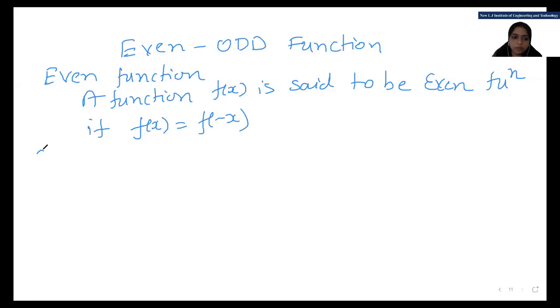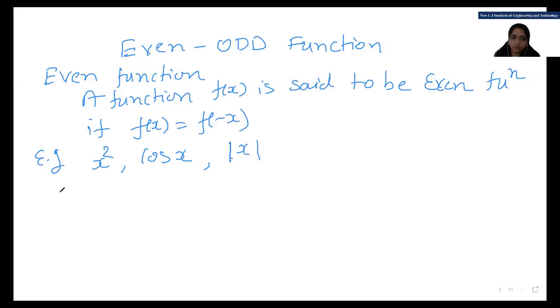Okay. Examples: x square, cos x, mod x. See, x square and minus x whole square both are same, cos x and cos minus x both are same, mod x and mod minus x, right? So these are examples of even functions.